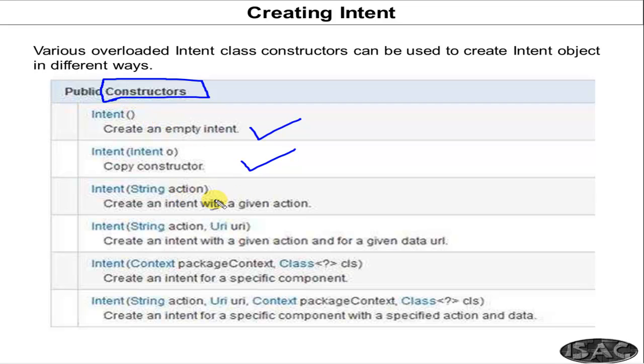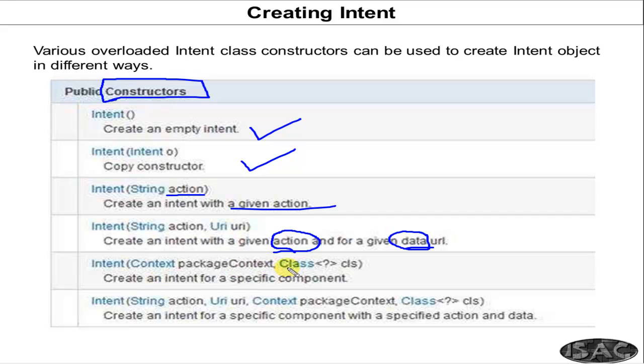Or you can create an intent with a given action, which is this one. This is another constructor, action with a URI, which is nothing but the data for this. So this is basically the case where you want action plus data. If you want to create an intent object with action and data, then this is what you will use. In fact, if you go back to the previous one, we used this in the previous session.